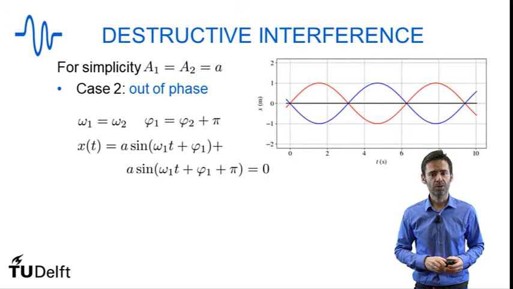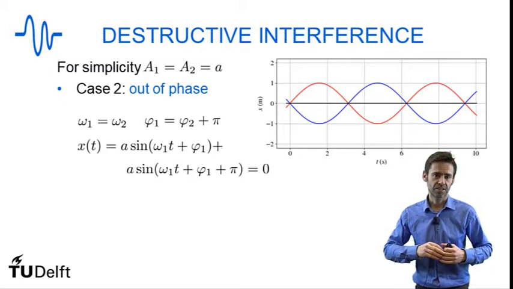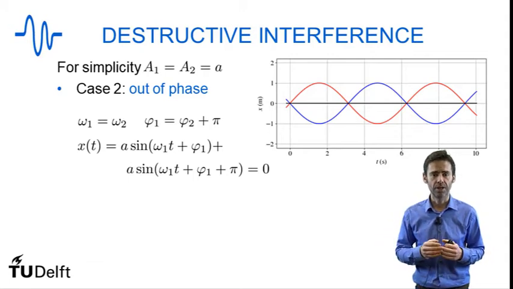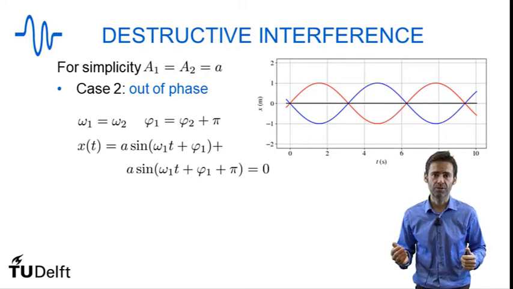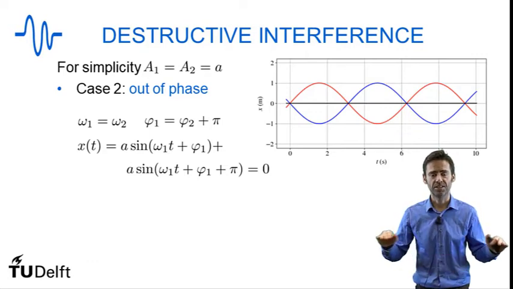Secondly, we'll look at another type of addition, with one oscillation being pi radians out of phase with the first oscillation. If you take the sine of an argument plus pi, this essentially changes its sign, and therefore if you add these two oscillations together, a sine(omega 1 t plus phi 1) and a sine(omega 1 t plus phi 1 plus pi), you essentially get 0. This is what is called destructive interference. The two oscillations entirely cancel each other, resulting in a sum that is actually 0.